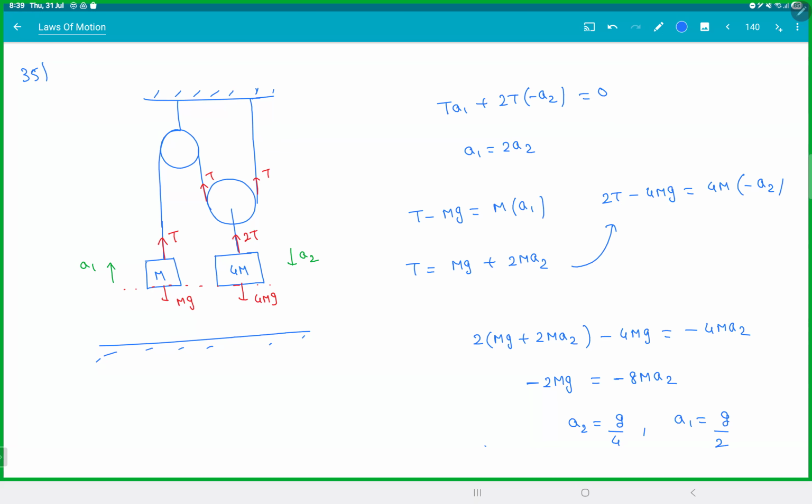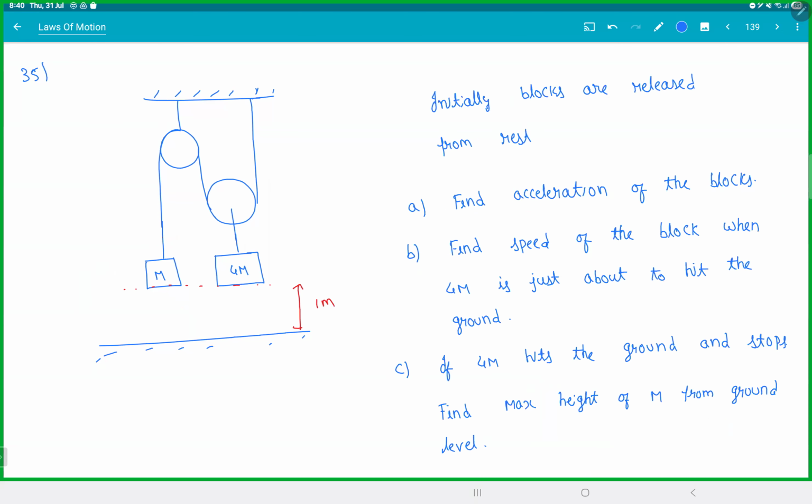Check your accelerations, everyone. See where the equations went wrong. You have to see from the ground level. Clear with this? Question still not over. What is the second part? Find the speeds when the 4m is hitting the ground.